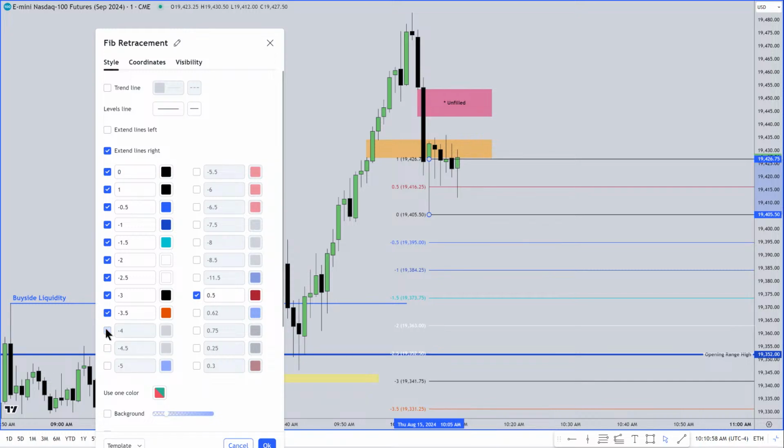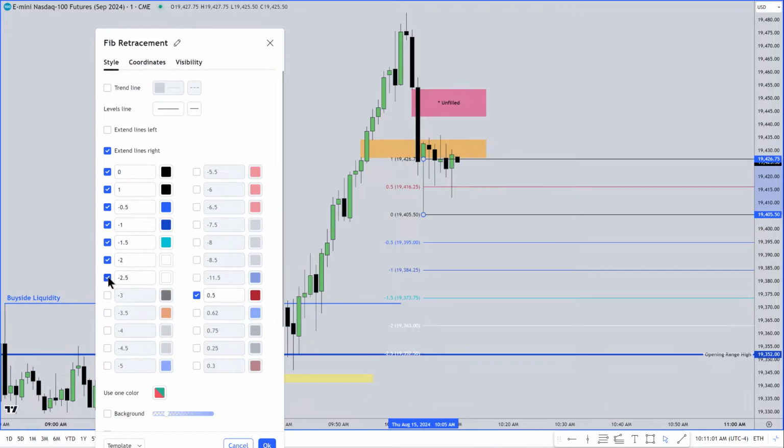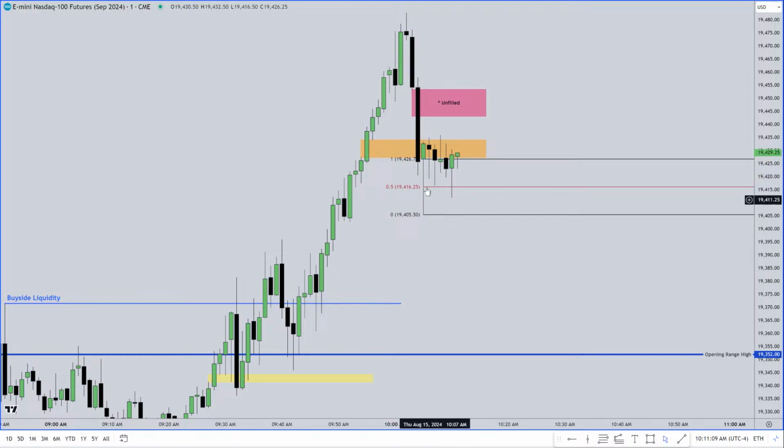I was running standard deviations on S&P last night, and I left them on. I apologize. So here's the consequent encroachment of that.